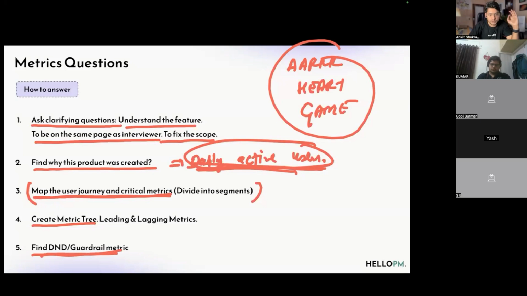Okay, a quick yes or no, everyone, if you are able to understand this. Everyone, a quick yes or no in the chat if you are able to understand this. DND means do not disturb. While you are doing this, make sure that this metric is not disturbed. Yes. Confusion in the do not disturb metrics, right? Cool.